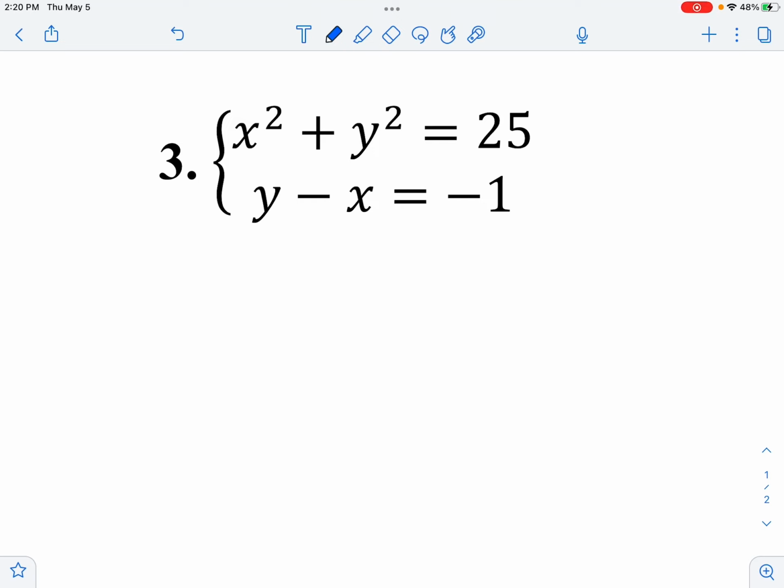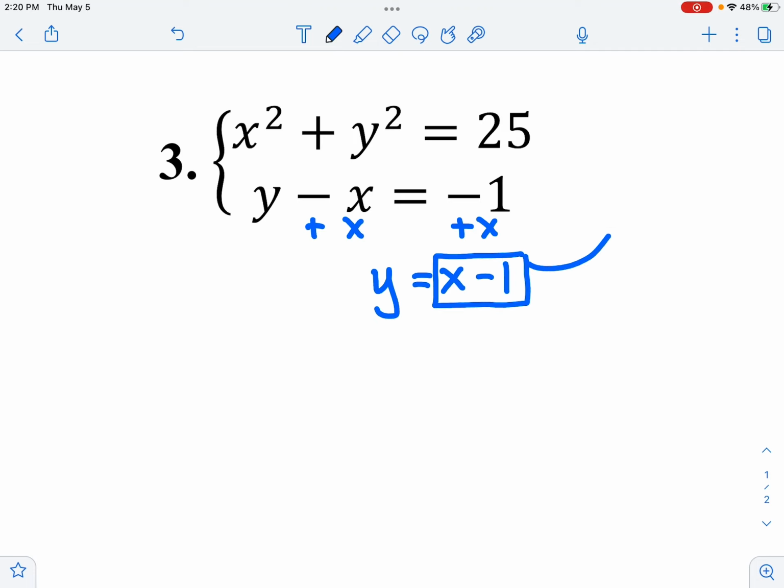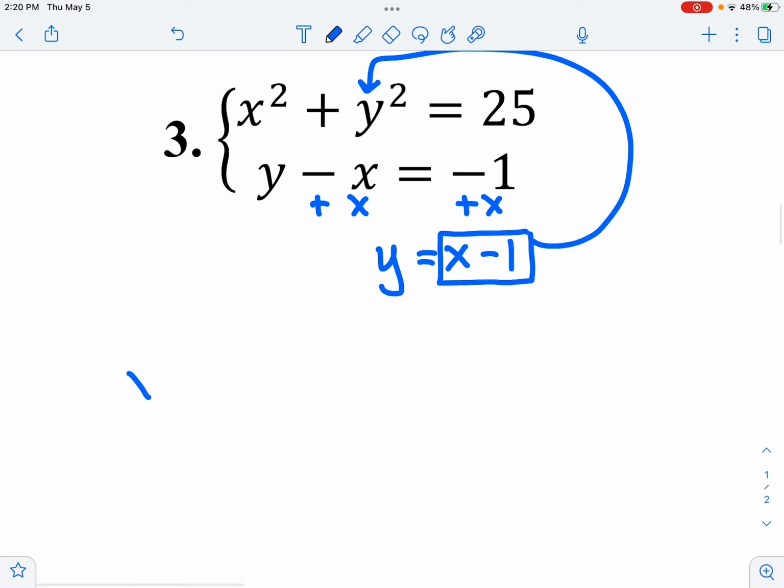I want to have my linear equation be x equals or y equals. If you look at it right now, it's neither of those, but I can make a quick manipulation by adding x to both sides. And now I have y equals x minus 1, and now I can use substitution. So y is the same thing as x minus 1. Anytime I see a y, which is right here, I'm going to replace it with x minus 1. So I have x squared plus, instead of writing that y, I'm going to write (x minus 1) quantity squared is equal to 25.